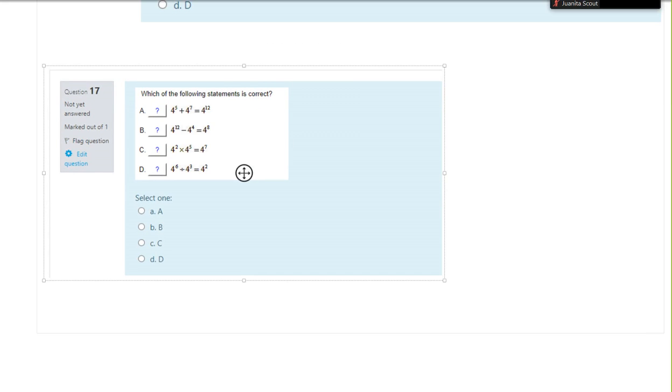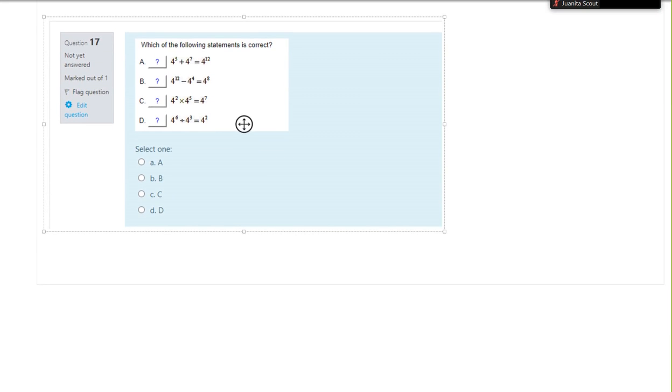All right, so question 17. It's saying which of the following statements is correct, and we got a couple different things here. One way we could check it is we could punch the stuff into a calculator and see if it comes out to the right answer, like if the left equals the right. If it does, then it is correct. There's only one that's right.